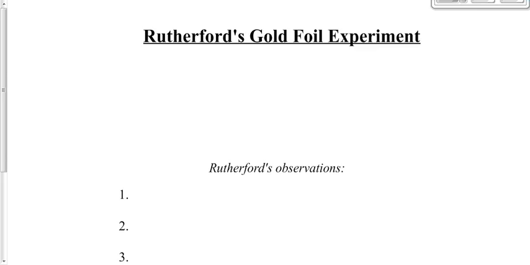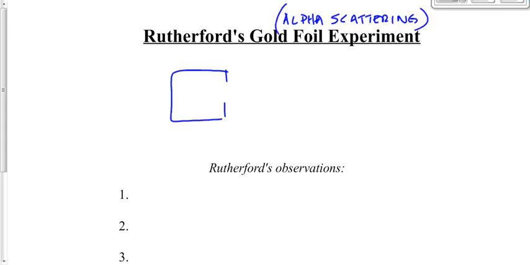In essence, the gold foil experiment, also known as the alpha scattering experiment. I want to mention that name because oftentimes on our diploma exam, they don't call it the gold foil experiment, they call it the alpha scattering experiment. If you see that, it means exactly the same thing. Why do they call it that? Well, I'd rather call it the gold foil experiment, but I see why they call it that. Because in the end, what you're doing here is scattering alpha particles.